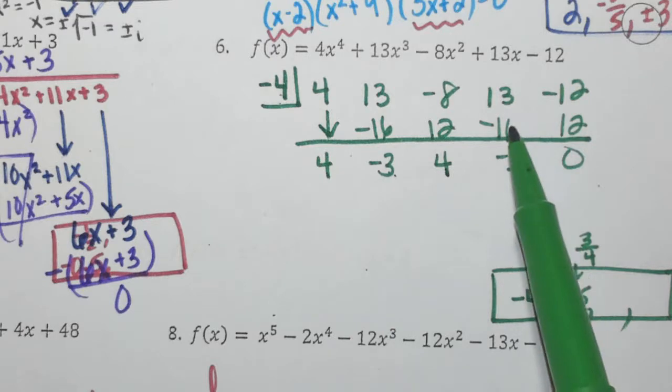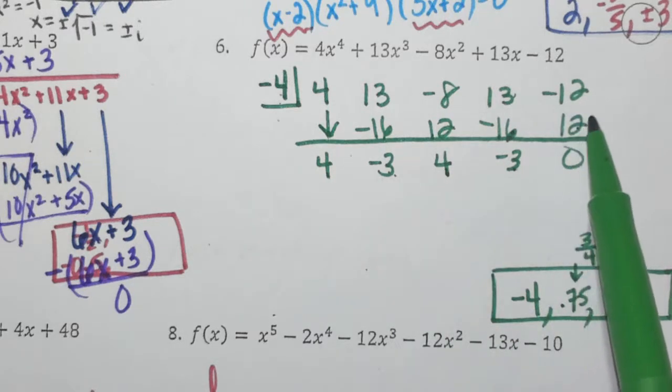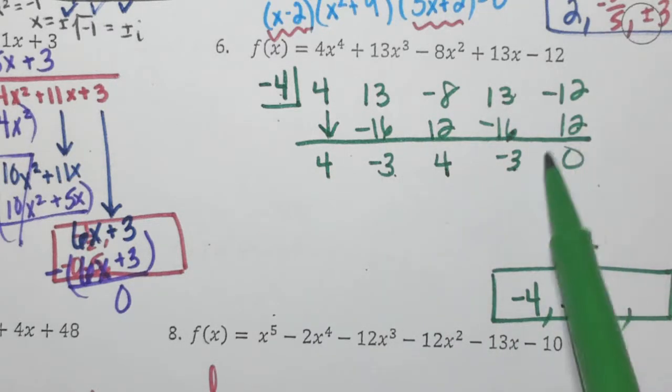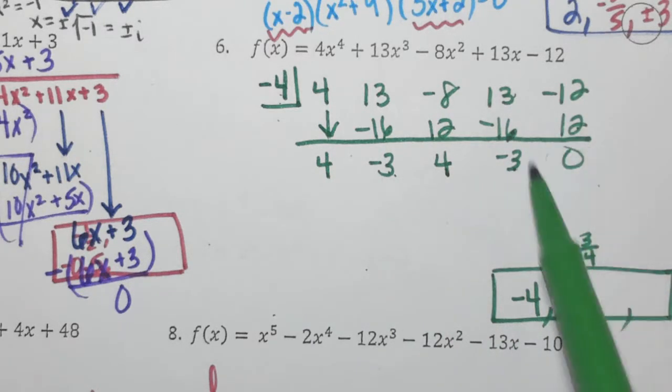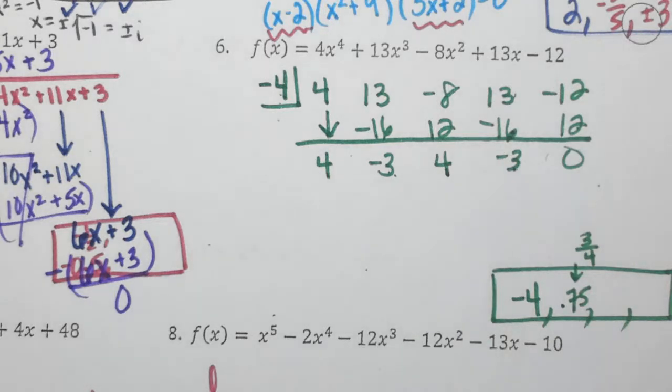4 times -4, -16. 13, -16 give me -3. -3 times -4, I get a +12. And I know I'm right, not because I'm the math teacher, but because it did work out well. I did get a remainder of 0. So I'm completely correct.